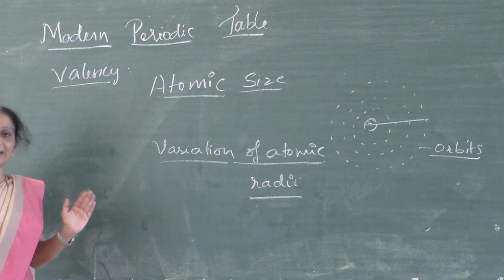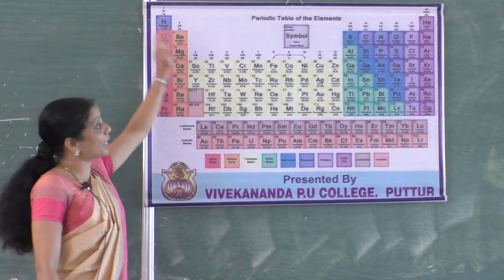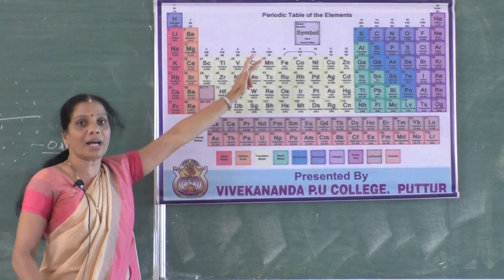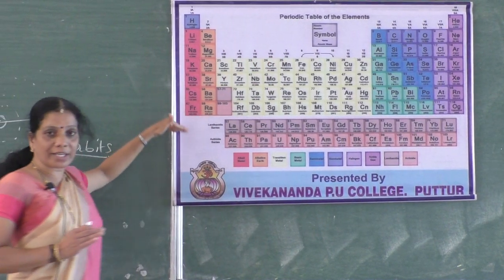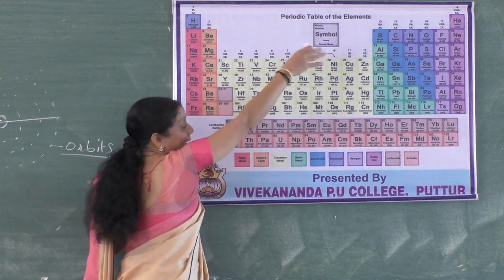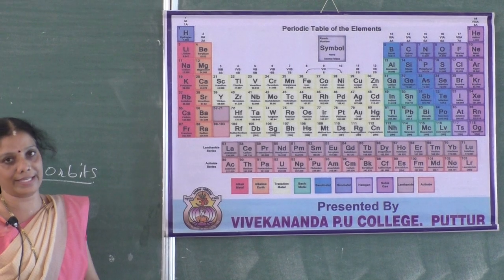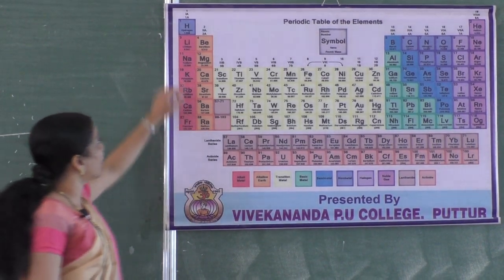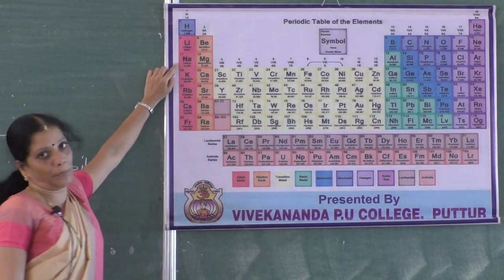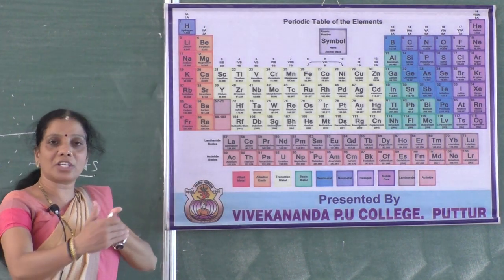Now if I consider along the period, it means we have to move from left to right of the period. Listen here, we have studied there are 7 periods. Now when we move from left to right direction of a period, how does this atomic radii vary? Listen here student, let us consider the third period, any of the periods we can consider, the variation is similar.